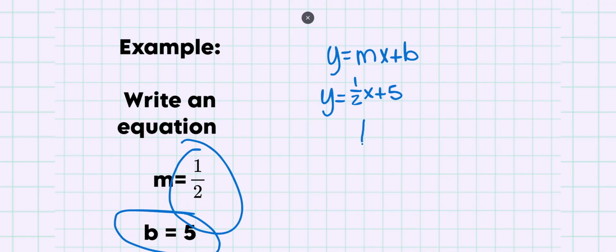If we were to graph this, 2, 4, 6, 8, 10, 12. So our initial point would be right here at 5, between 4 and 6. And then we have a rise of 1 and a run of 2. Rise of 1, run of 2. And so our graph would look like this.